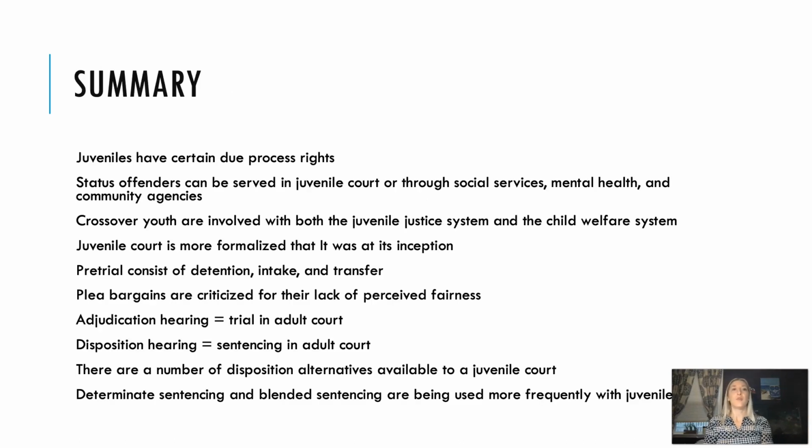So in sum, we covered that juveniles do have certain due process rights, of which there are 4 that we covered. Status offenders can be served in juvenile court or through social services, mental health, and community agencies. Crossover youth are involved in both the juvenile justice system as well as the child welfare system. Juvenile court is more formalized now than it was at its inception. Pretrial consists of 3 parts. You have detention, the intake process, and transfer procedures. Plea bargains have been criticized for their lack of perceived fairness.